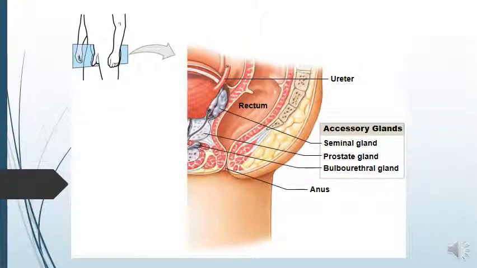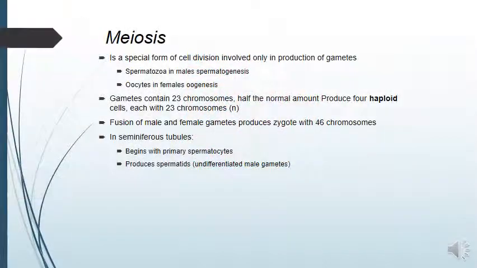The slide is showing you the accessory glands, the seminal gland, the prostate gland, and the bulbourethral glands. Sometimes you will also hear the bulbourethral glands referred to as the Cowper's glands. So when we look at meiosis, remember meiosis is a special form of cell division which produces the gametes. When we produce the sperm in the male, the spermatozoa, it is referred to as spermatogenesis. When we produce the eggs, the oocytes in females, it is referred to as oogenesis.